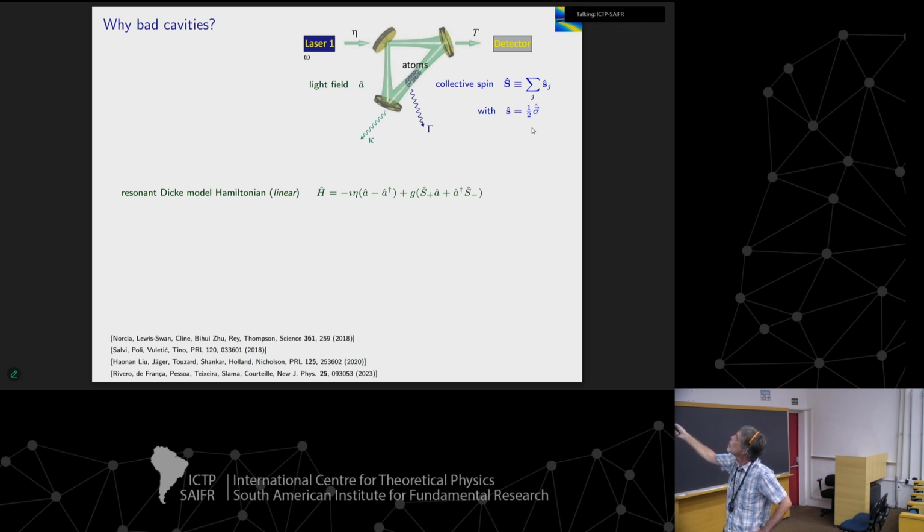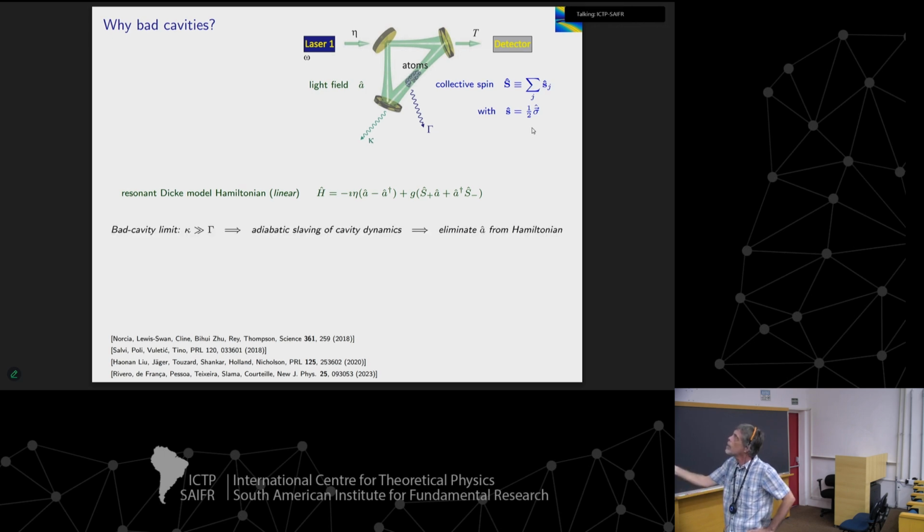So the collective spin can go up if you provide a photon, if one atom absorbs a photon, or it can go down if one atom goes back into the cavity mode. Okay, so this is an interaction between the harmonic oscillator of the light mode and the collective spin. As you see, this is a linear Hamiltonian. Like everything, quantum mechanics is a linear theory, so everything needs to be linear.